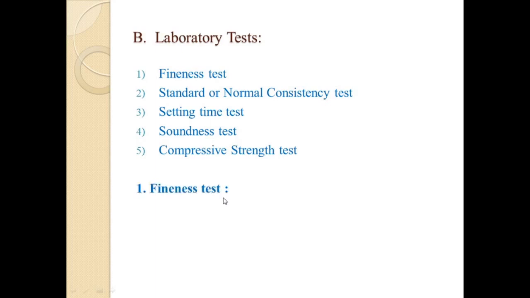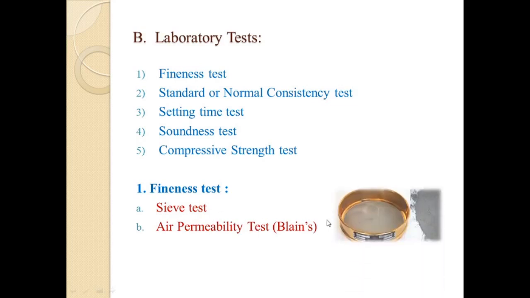First is the fineness test on cement. There are two methods to find out the fineness. First is the sieve test, that is, the sieve test using the 90 micron IS sieve, and the second one is the air permeability test. We are going to discuss it with Blaine's air permeability apparatus. Okay, so let us see the sieve test first.